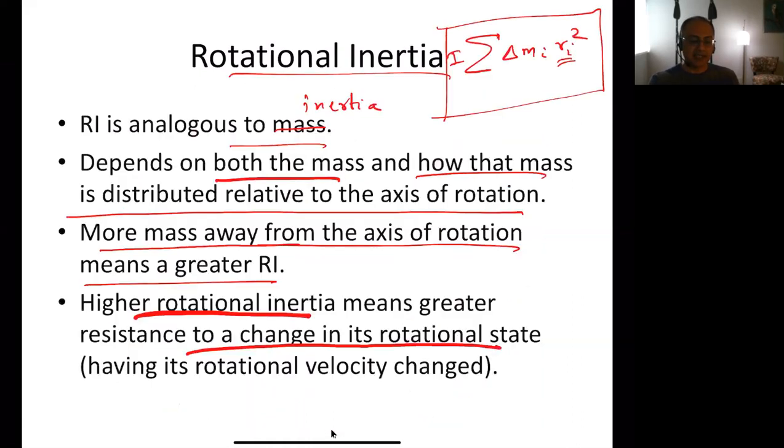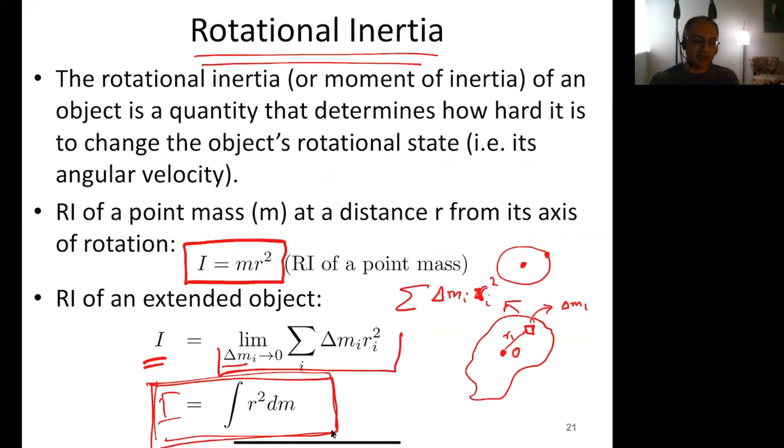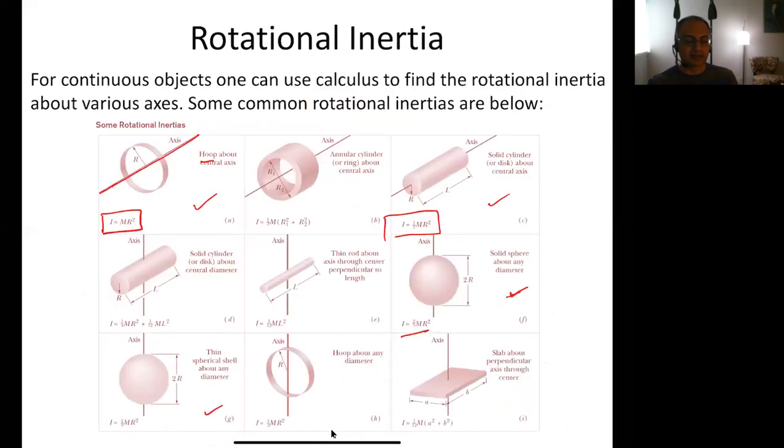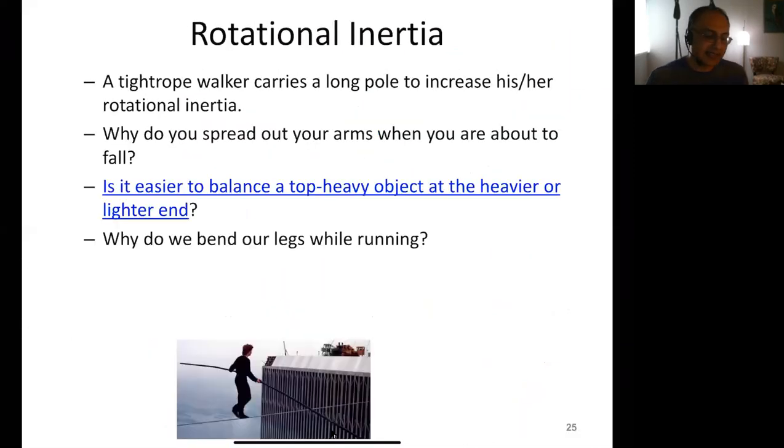But conceptually, these all come from this integral, r squared dm, which is basically the moment of inertia, basically integrating over the whole shape, starting with the fact that the moment of inertia of a single point mass is mr squared. So that's where all those formulas come from. All right. Let's look at some examples.